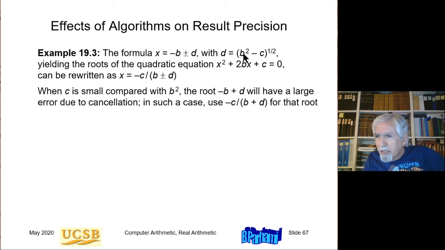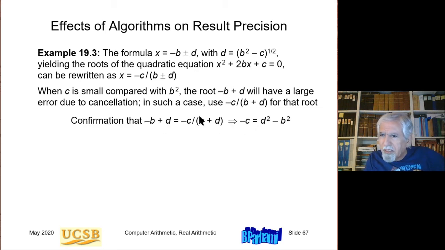Here's the problem that we can run into. If b is a large number and c is a small number, b squared minus c will be approximately equal to b squared, and the square root of that will be approximately b. And then in the root that is negative b plus d, which is now almost equal to b, we have cancellation, and we get imprecision in the result. Okay? We can use this alternative formula in those cases. So it's pretty easy to prove that this formula is also correct, and the proof is shown here.